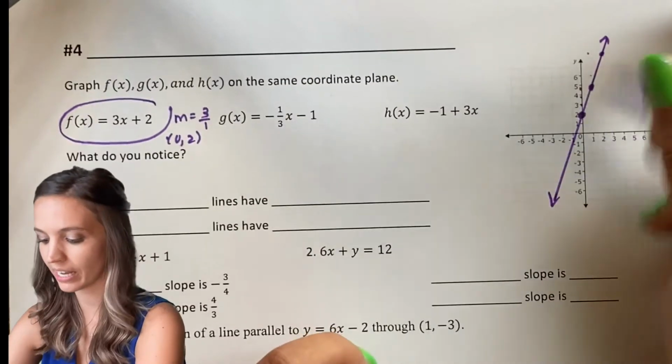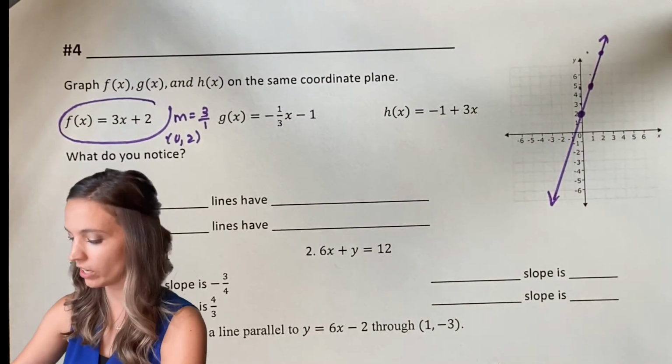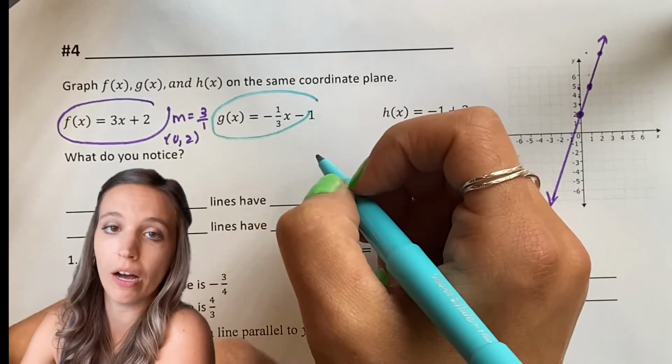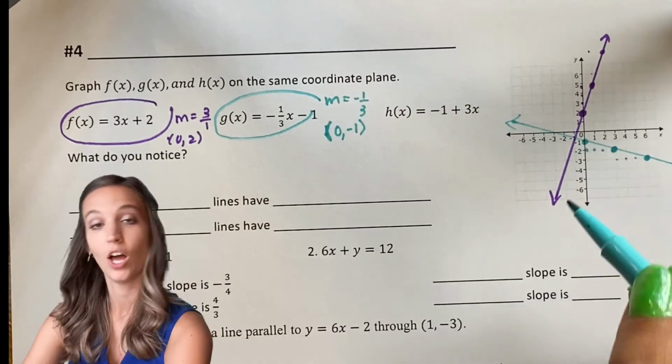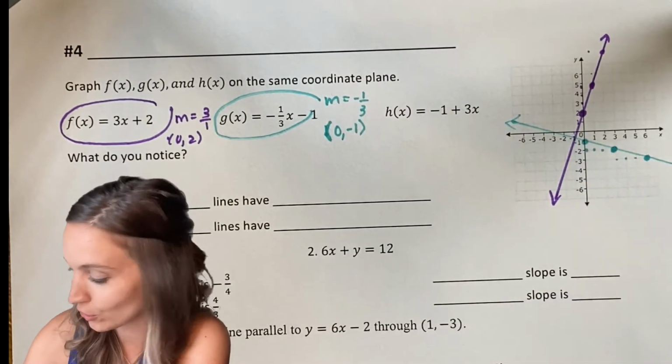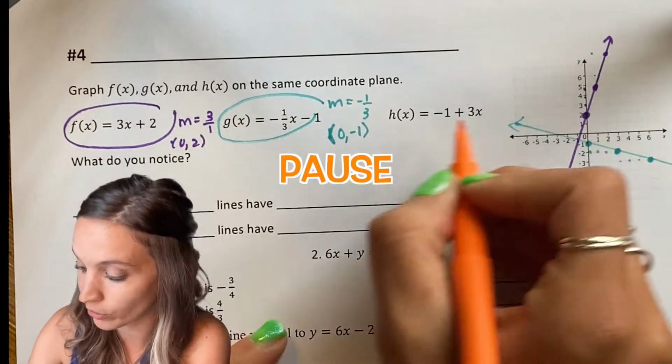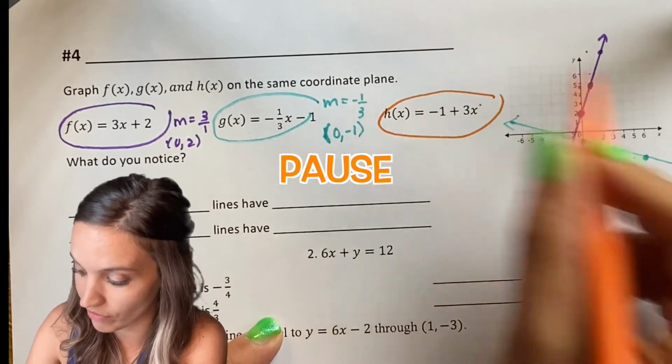All right, so it looks like I got a nice positive slope for f of x. Let's do g of x in blue. So why don't you pause and try to graph it while I graph it? We have g of x, let's do h. I'm going to graph h in orange. Why don't you again pause, graph it while I graph it.